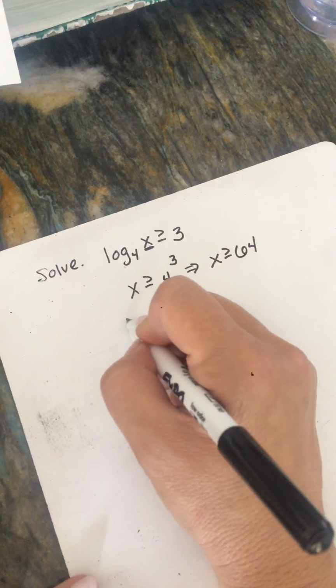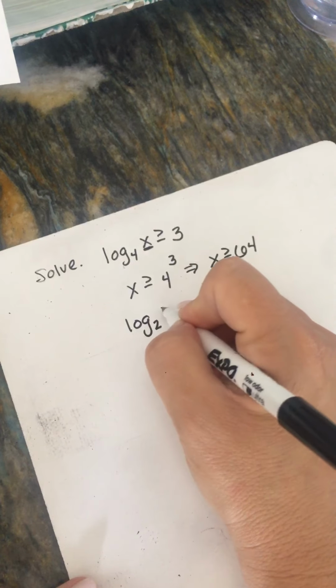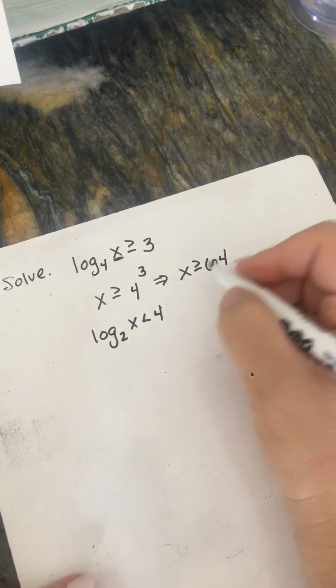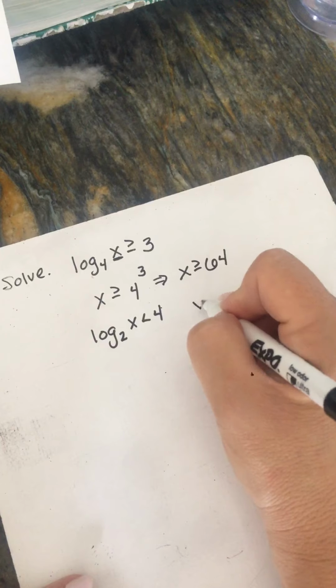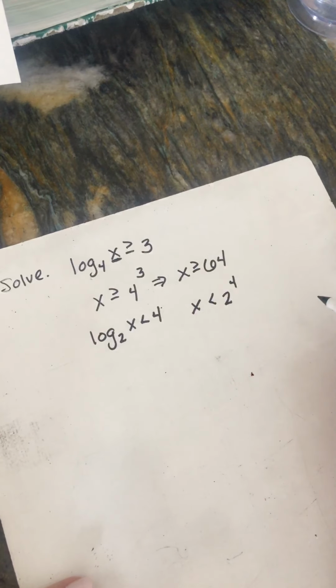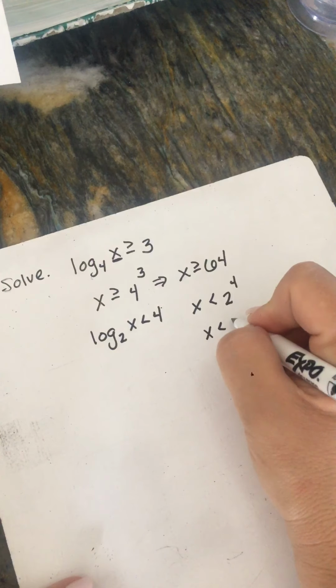Alrighty, let's try another one. Log base 2 of x less than 4. Writing it in exponential form, x is less than 2 to the 4th. So x is less than 16.